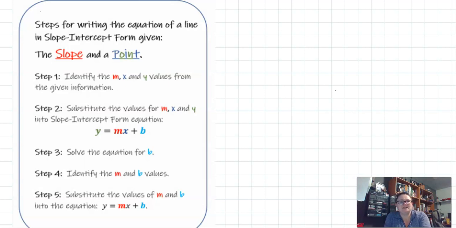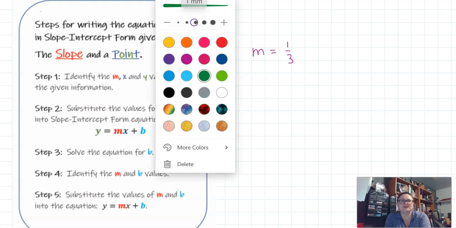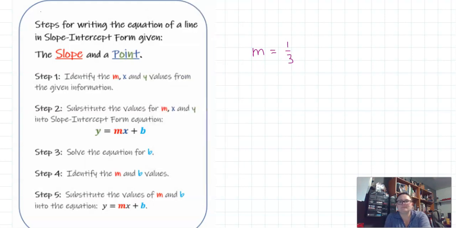So in the example I did up above, the slope was 1/3, and our point that we were given was (-6, 6). By the way, always check to see if your point is the y-intercept, because if your point is the y-intercept, you're done. You can just write the equation of your line. If the point starts with 0, it already is the y-intercept.